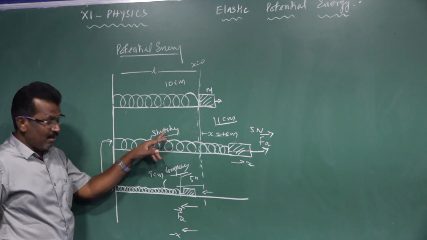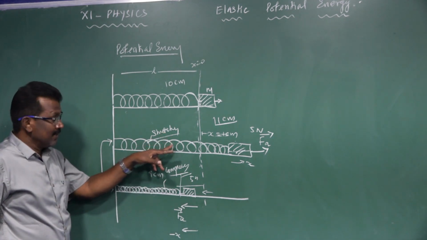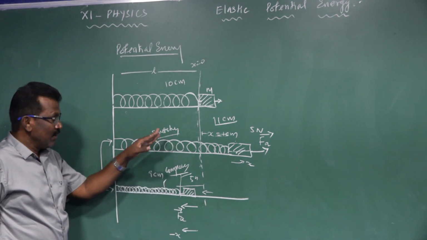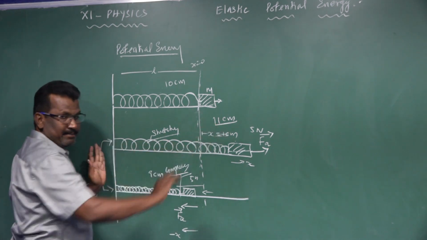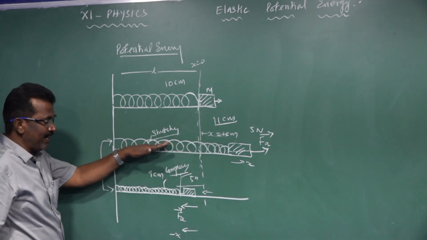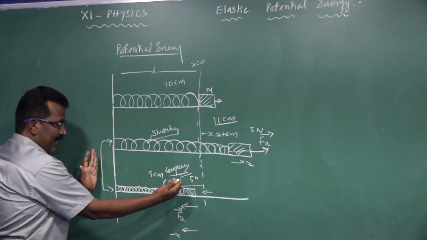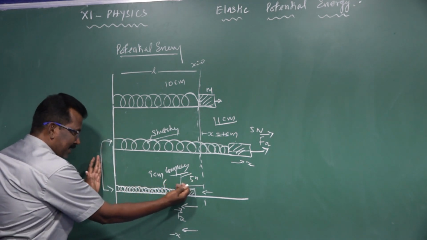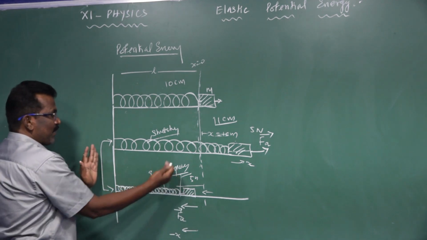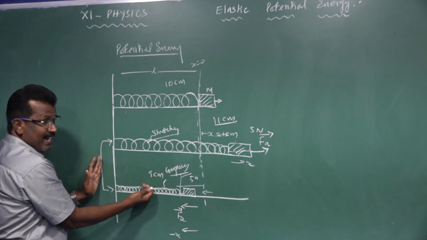During stretching or compression, the body is deformed. During stretching, it is elongated. Now it is compressed. The length of the spring decreases. The spring's length changes from 10 centimeters to 9 centimeters.